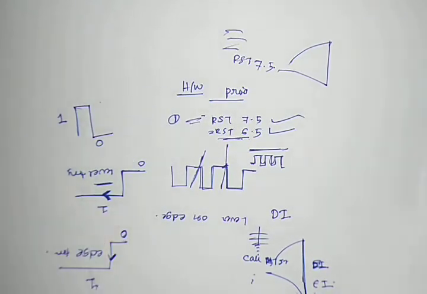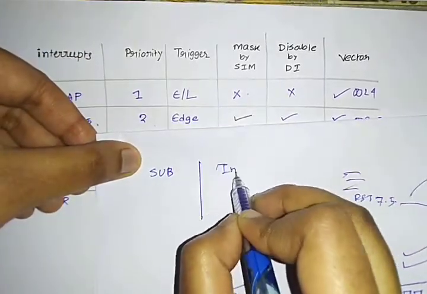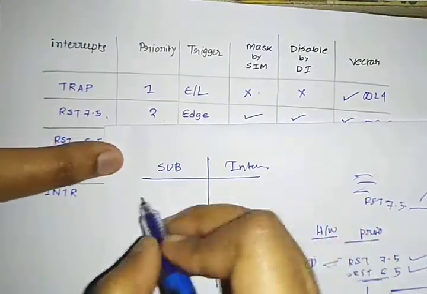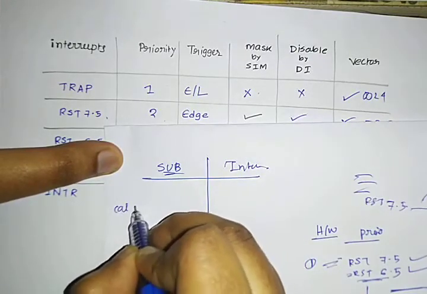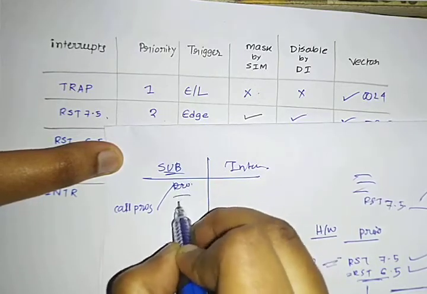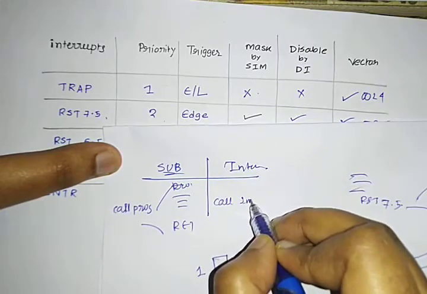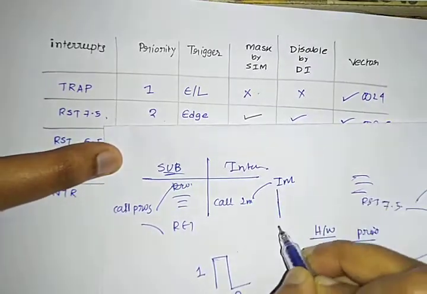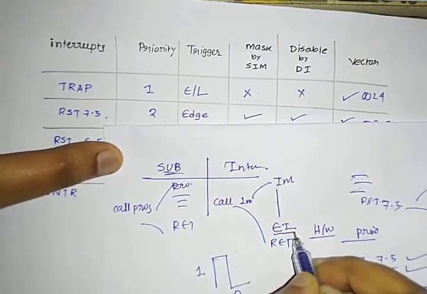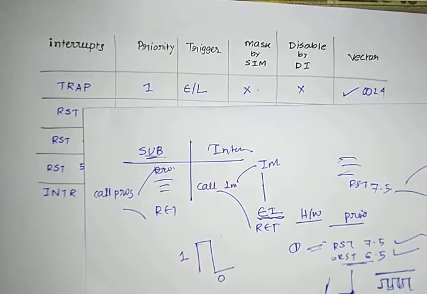Why did I tell you this? Because this is the difference between a normal subroutine and an interrupt. All interrupts are subroutines, but all subroutines are not interrupts. Why? Because in a subroutine we are just doing call, go to the program, do it, return. But in an interrupt, call interrupt, go to the interrupt, perform it, enable interrupt, and then write return and come back. So this instruction is the difference between a normal subroutine and an interrupt. Okay.